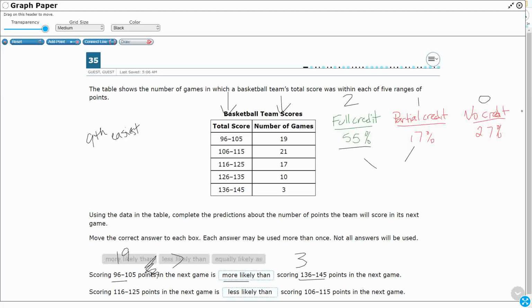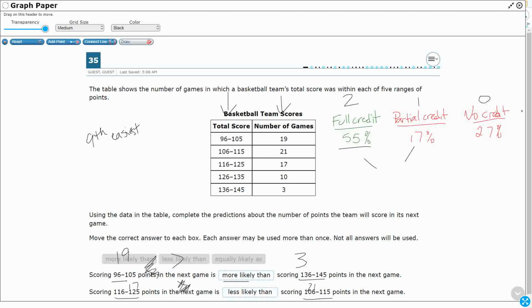And then the same thing here. We've got this 116 to 125. Those numbers are greater than this 106 to 115. But if you look at the scores of the game itself, you've got your 17, and then you get your 21. That's what shifts it.